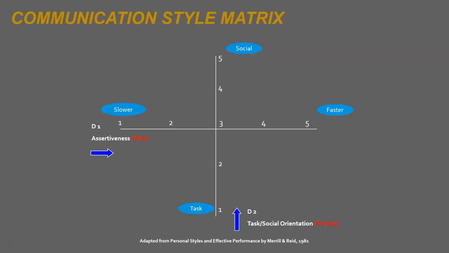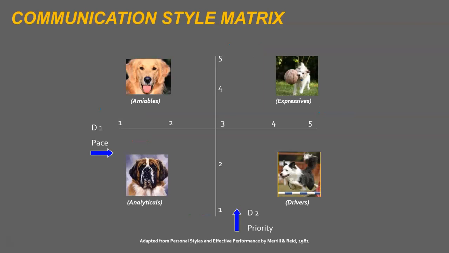So once you get your Dimension 1 and 2, you're going to plot that. You probably need to pause this here and there so you can do that. And then depending where you are, and I can tell you where I fall, I'm just about right over the driver line in expressive. Once you plot that, you can see what your primary style is. So for instance, my primary style is expressive, but secondary is driver.